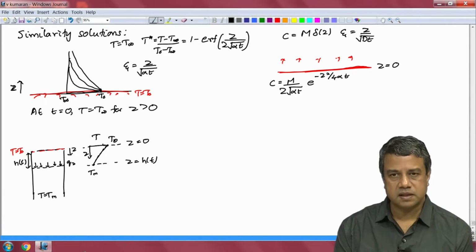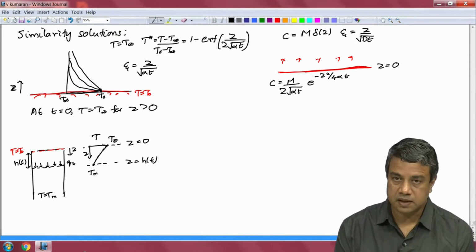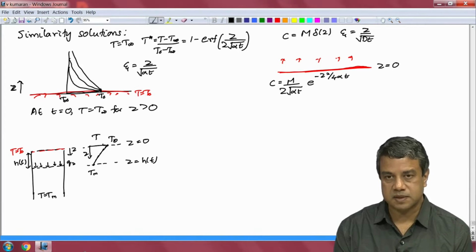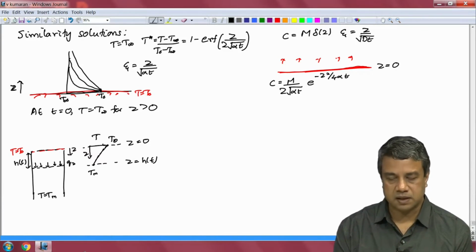And the heat that is transferred is related to the amount that is melted per unit time. The heat flux times a time interval delta t has to be equal to the amount that is melted in that time delta t.